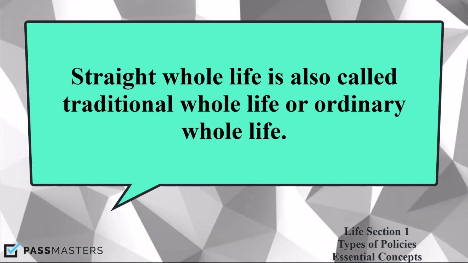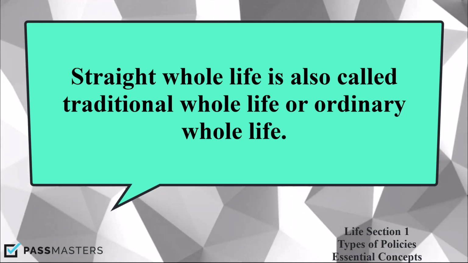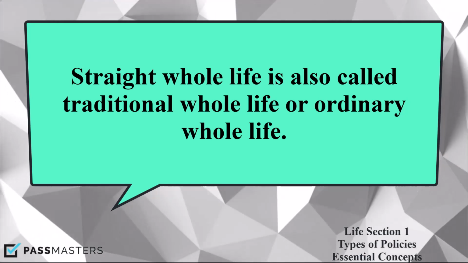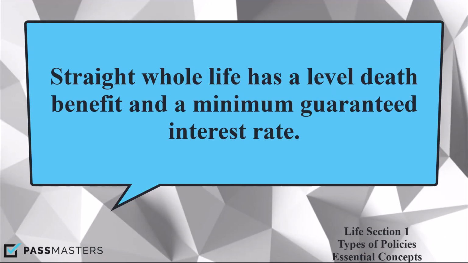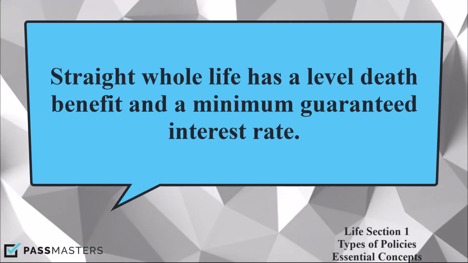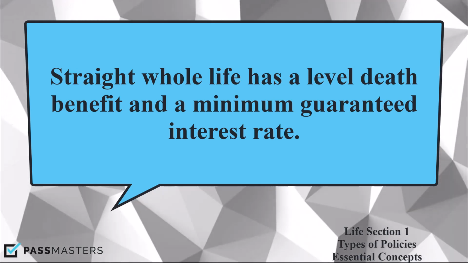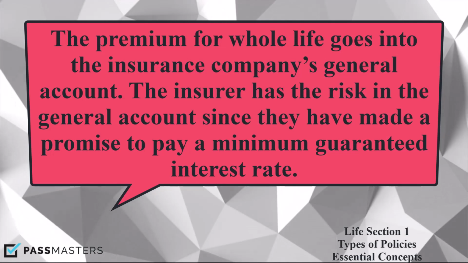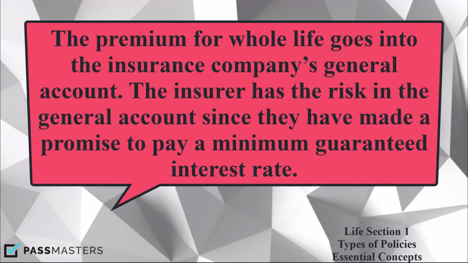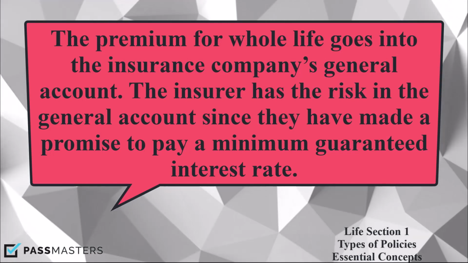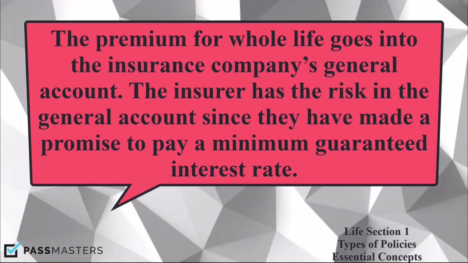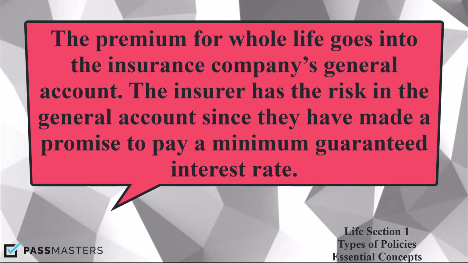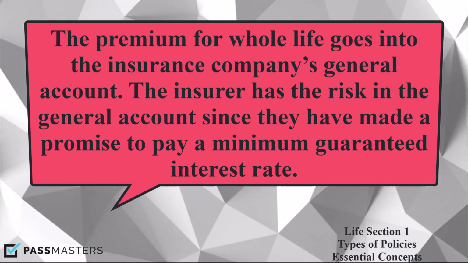Straight whole life is also called traditional whole life or ordinary whole life. Straight whole life has a level death benefit and a minimum guaranteed interest rate. The premium for whole life goes into the insurance company's general account. The insurer has the risk in the general account since they have made a promise to pay a minimum guaranteed interest rate.